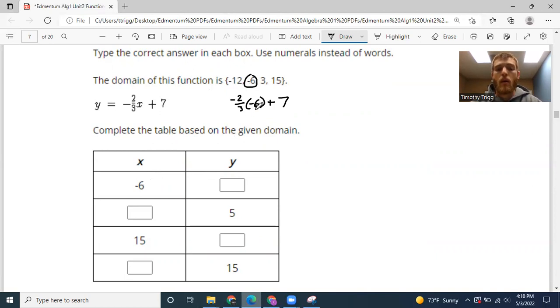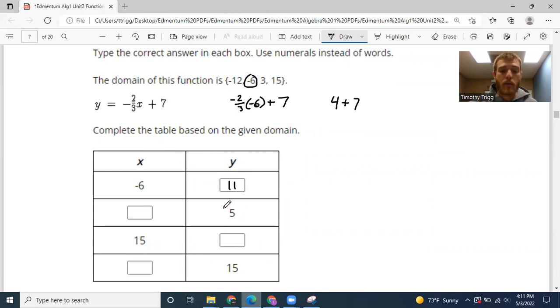Negative 6. Okay, now how do I multiply a fraction times a whole number? Well, what you do is you take the whole number, you multiply times the top, then divide by the bottom. Okay, so negative 6 times negative 2, that's 12. 12 divided by 3 is 4. Now it's positive 4 in this case because negative times negative makes positive. Okay, 4 plus 7 is 11. So 11 should go right there.